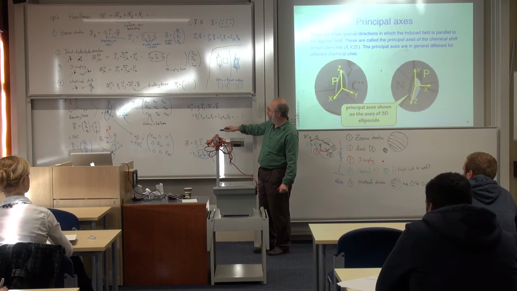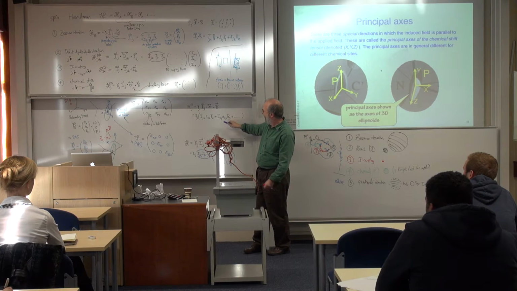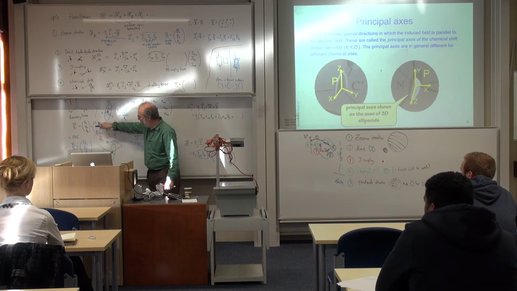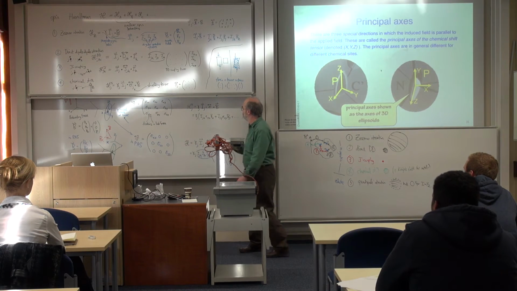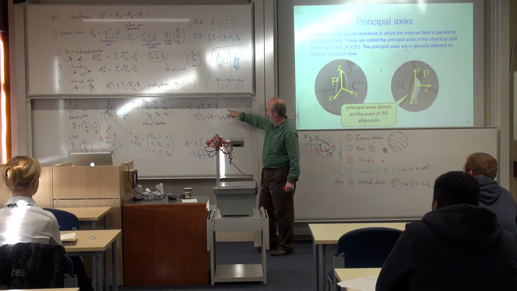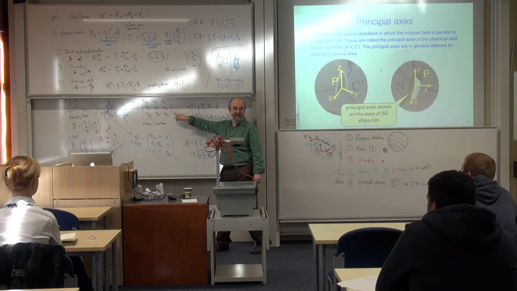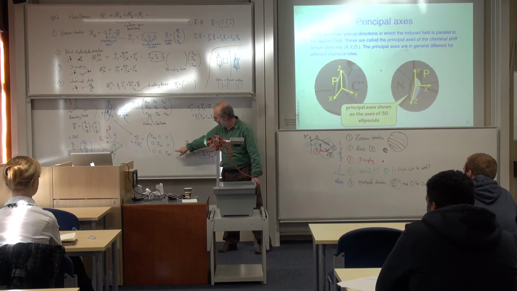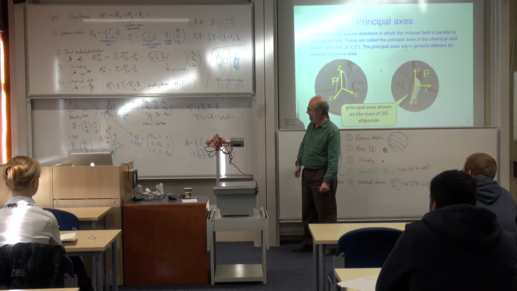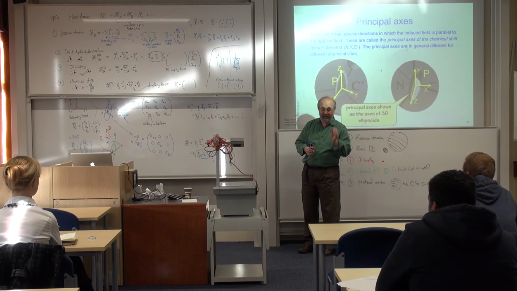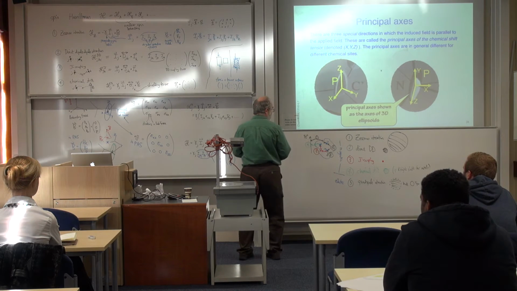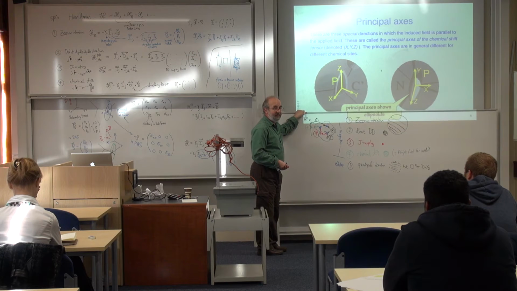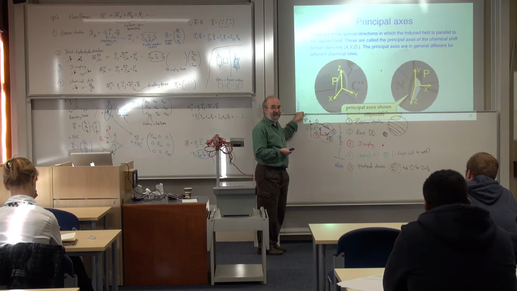So there are two choices here. In the laboratory frame, B, the magnetic field, is very simple. It's two zeros and then one number. But sigma is complicated. It's nine numbers. In the principal axis system, B is complicated, it's three numbers, but sigma just has three numbers. And every one of these interactions has the form of a tensor and has three special directions called the principal axis system of that interaction.